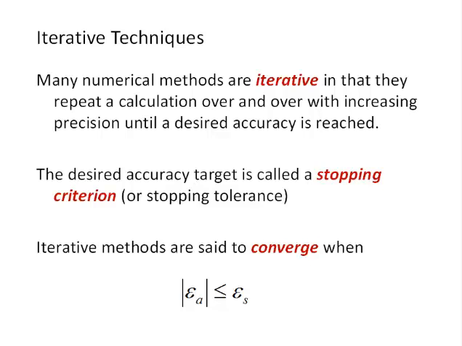For iterative numerical techniques, what we do is we repeat a calculation over and over with increasing precision until we reach a desired accuracy. That desired accuracy target is called a stopping criterion, or stopping tolerance. We usually would denote that by epsilon s. So we can say an iterative method converges when we've repeated that calculation to the point that the absolute value of the approximate relative error is less than or equal to the stopping criterion.